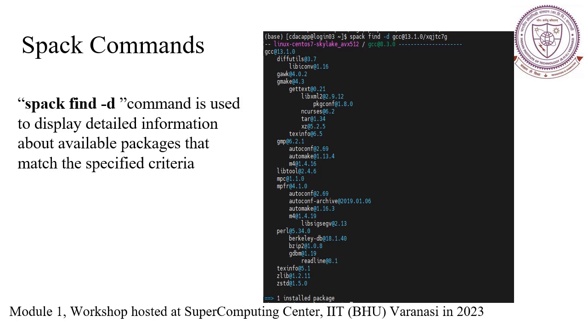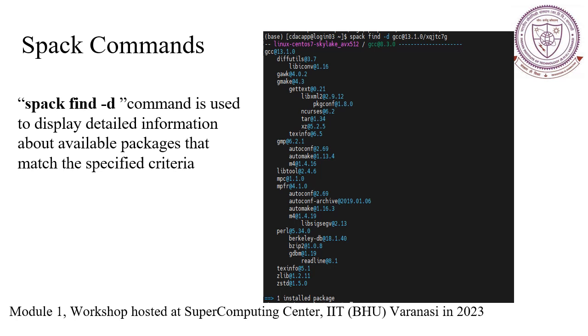Now see the Spack find command. So Spack find command helps us to find any packages. But with the Spack find command, there are multiple options. Here we see Spack find -d command. The Spack find -d command is used to display the detailed information about the available packages that are installed on a system. Like here in the image, if you can see, the Spack find, we have done -d.